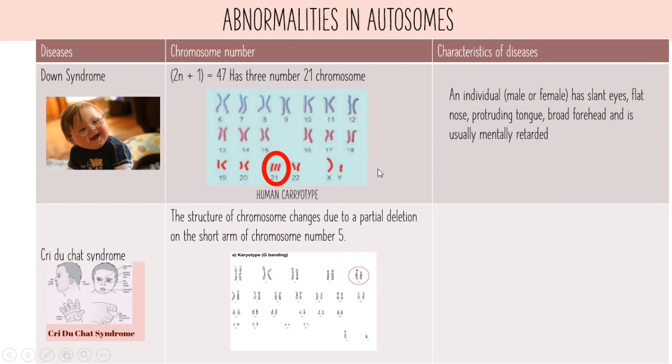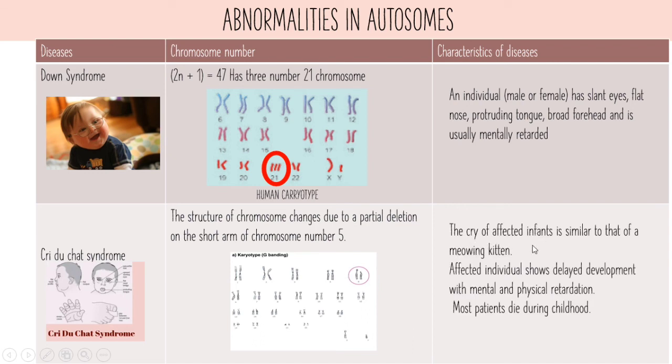So the second one is Cri-du-chat syndrome. The structure of chromosome changes due to the partial deletion of the short arm of chromosome number 5. So chromosome number 5 akan berlaku sebahagian kecil terpadam ataupun terlenyap, delete. Okay, jadi dia akan menghasilkan bahagian lengan yang pendek pada kromosom nombor 5. Jadi simptom dia adalah the cry of the affected infant is similar to that of a meowing kitten. Affected individuals show delayed development with mental and physical retardation. Most patients die during childhood. Okay, jadi pesakit Cri-du-chat ni, bayi yang lahir akan menangis seperti bunyi kucing.